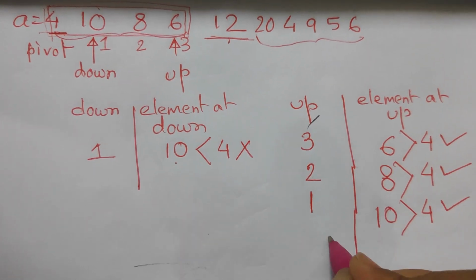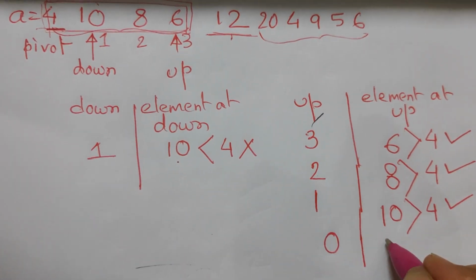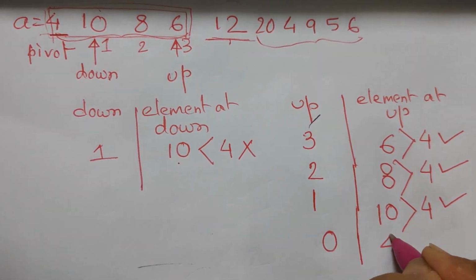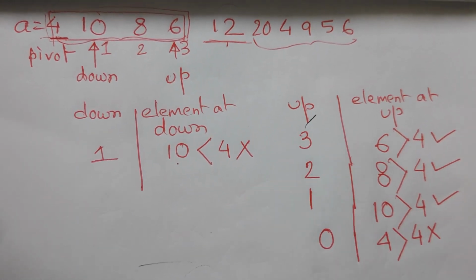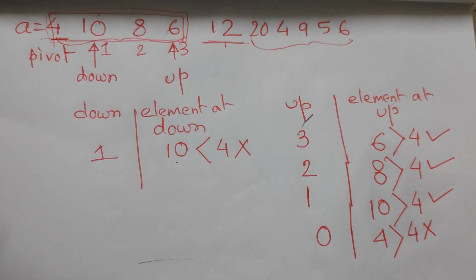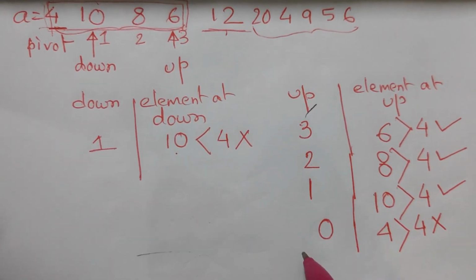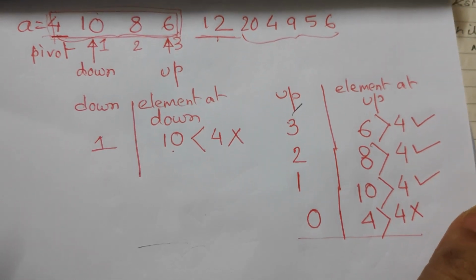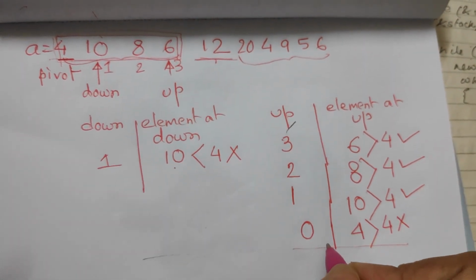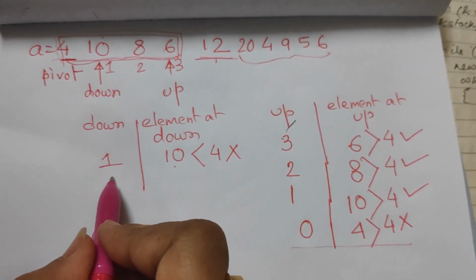So up becomes 0. What is the value at the 0th location? 4. 4 greater than 4 is incorrect. Right? Incorrect. So up halts over here according to the algorithm. So up halts over here and down halts at 1.